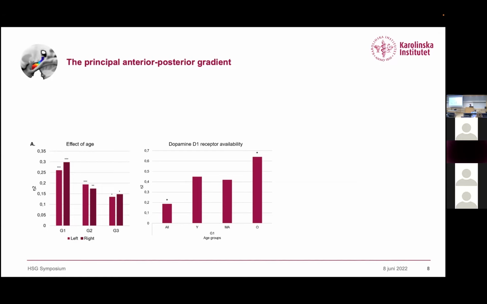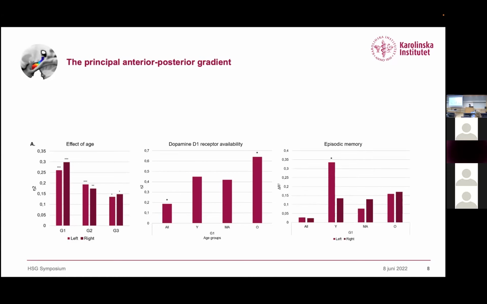On the other hand, in terms of episodic memory, using gradient parameters as predictors of memory performance, we see that gradient parameters seem to predict episodic memory performance in younger adults, and this is true for the left hemisphere gradient. And just in terms of younger adults, this is consistent with what they've shown in a previous study in younger adults using connectopic mapping in the hippocampus.